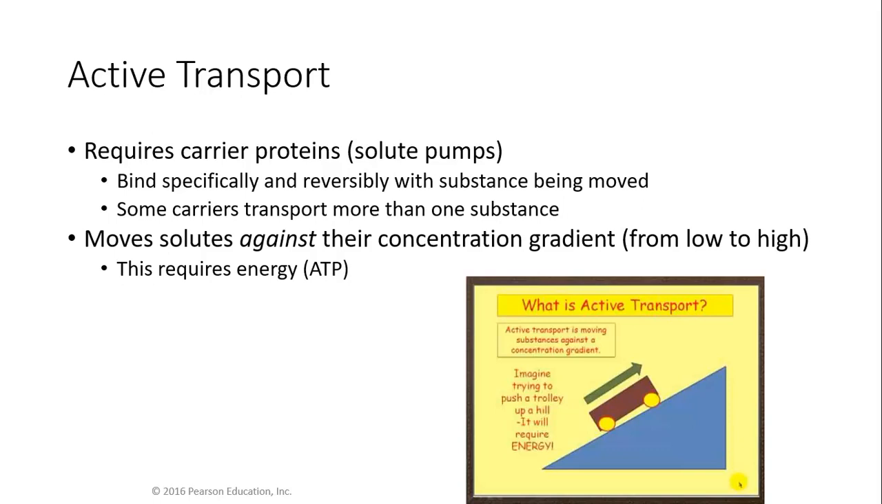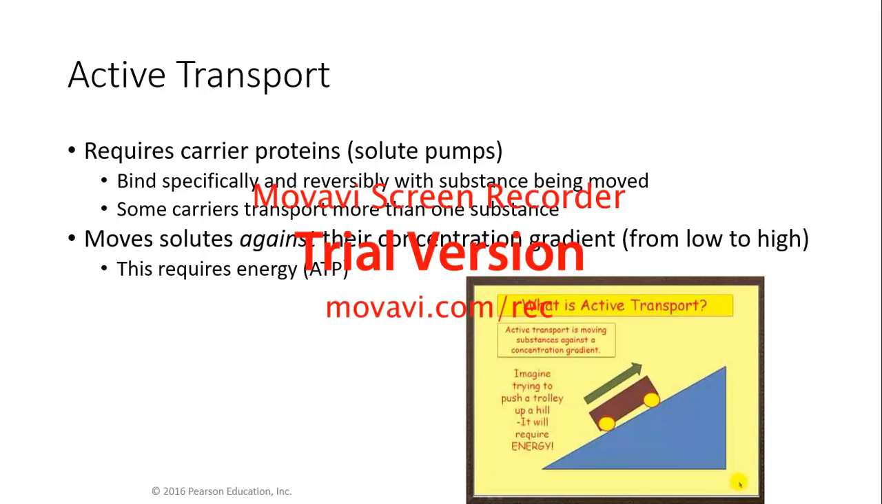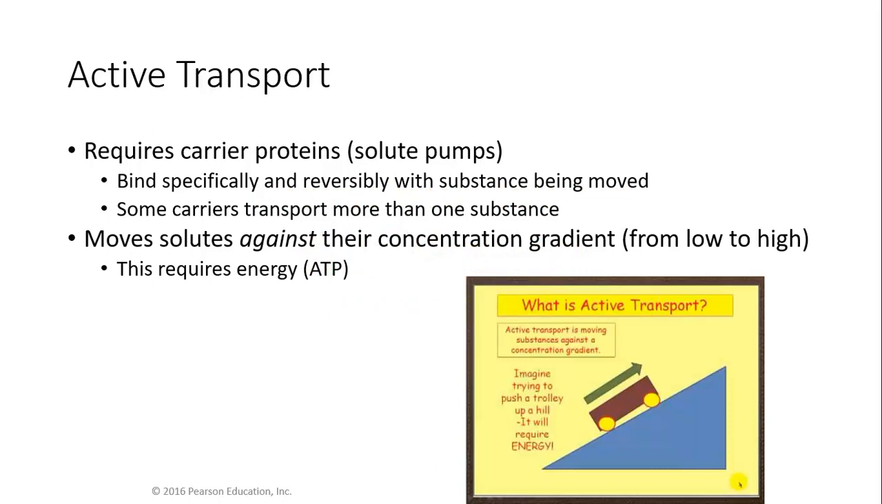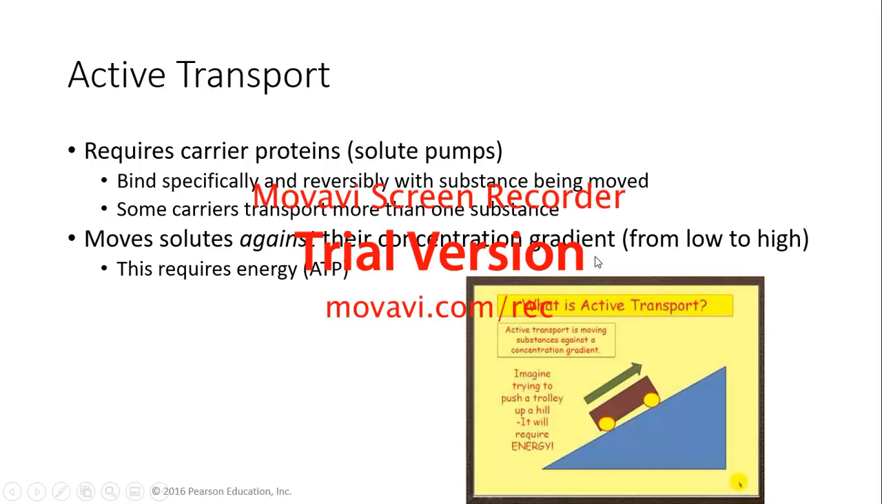All right, so active transport requires carrier proteins, and again, these carrier proteins are specific, okay? They bind very specifically with the substance that's going to be moved, all right? And they move against the concentration gradient. That's very, very important. They're moving from where it's low concentrated to where it's high.